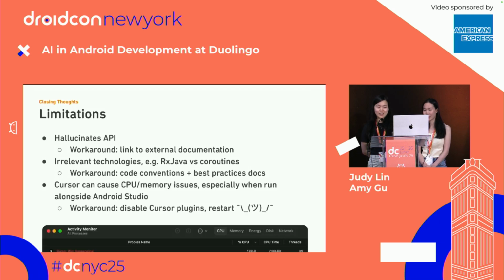Speaking of Cursor specifically, it being a separate IDE can cause your machine to seize up, especially when run alongside Android Studio, which is also hogging resources. A workaround is to disable plugins that you don't need. For example, we disabled a Kotlin plugin because we can always hop back into Android Studio to make sure that the Kotlin is syntactical and compiling. And when all else fails, restart one or both IDEs.